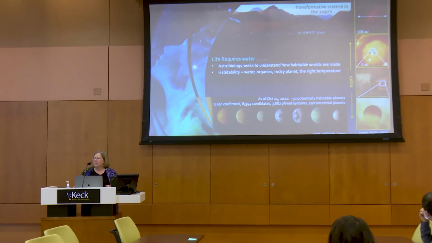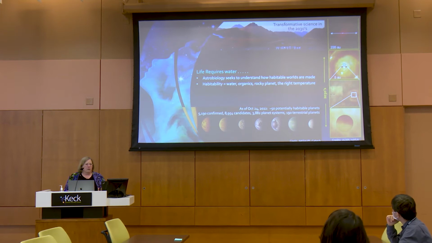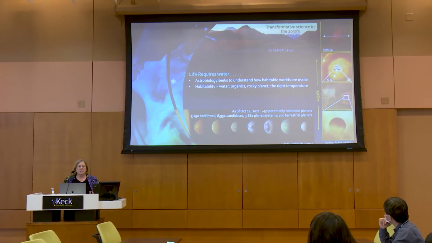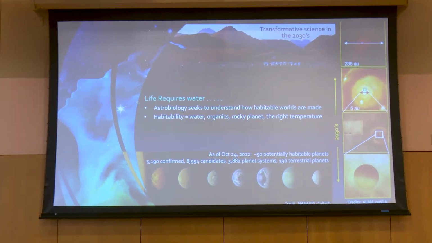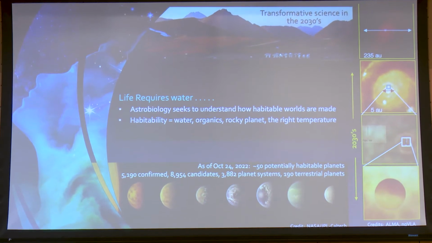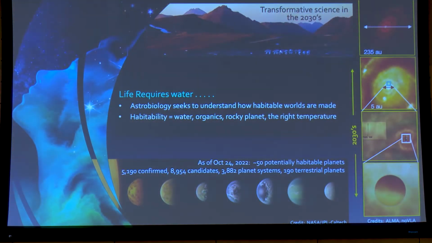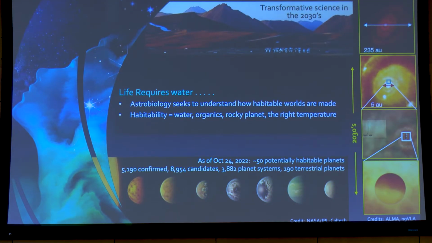So let me get started with a little bit of motivation why we care about these things. I'm coming at it from the astrobiology perspective. Life requires water. And so one of the big motivations in planetary science is to understand how you form habitable worlds. And in fact, as of today, there's over 14,000 exoplanets or exoplanet candidates.